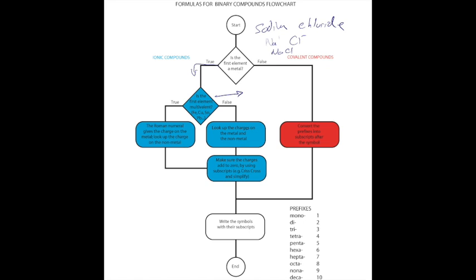If we are given something that's non-metal, so if we get diboron trioxide, we find out boron is not a metal. So we go this way. That makes it covalent. The second one is oxide, but all we need to do is convert the prefixes into subscripts after the symbol. So this is a prefix of 2, this one's a prefix of 3, so we're going to write boron 2, oxygen 3, just like that.